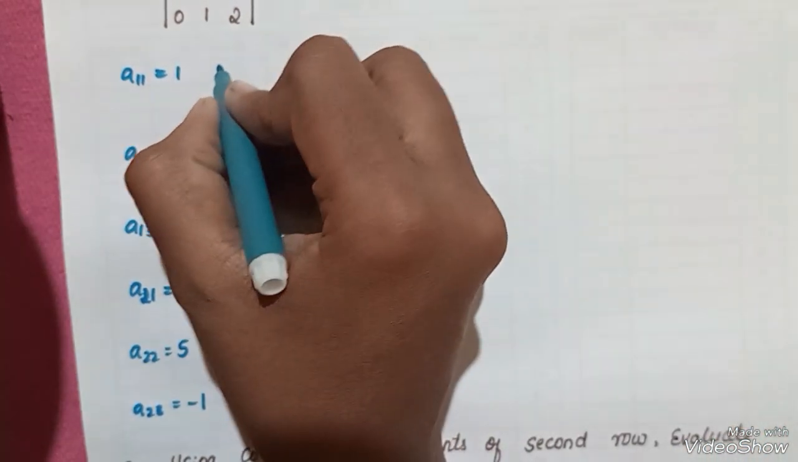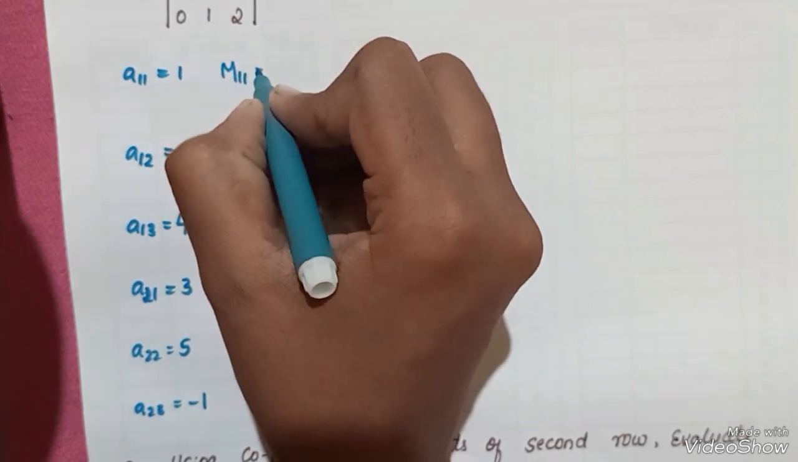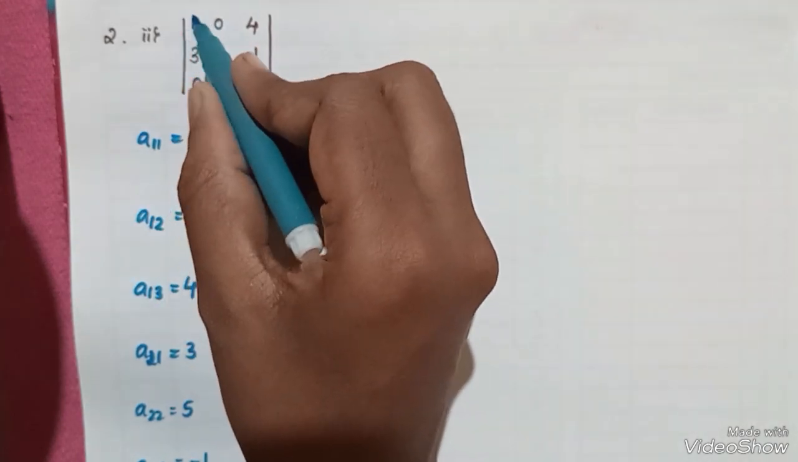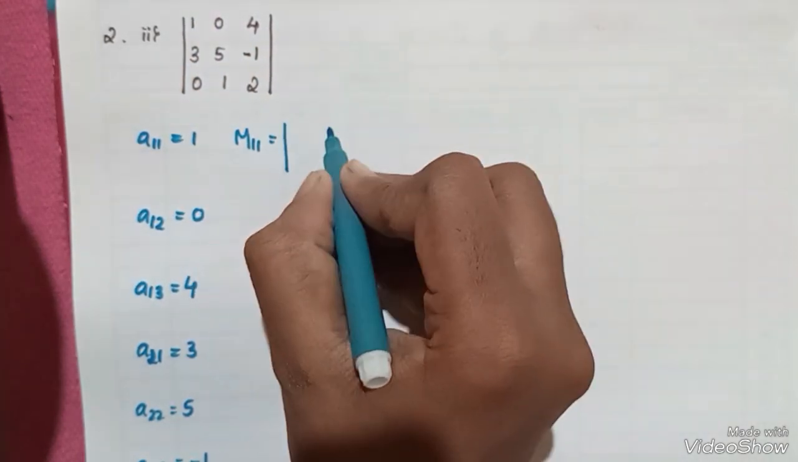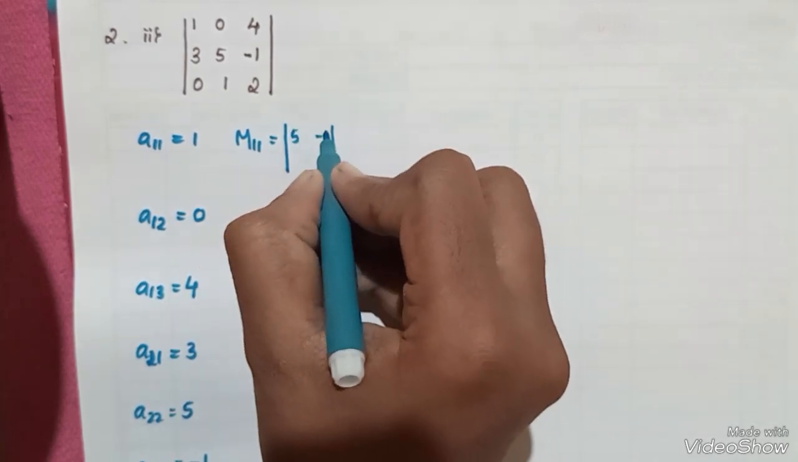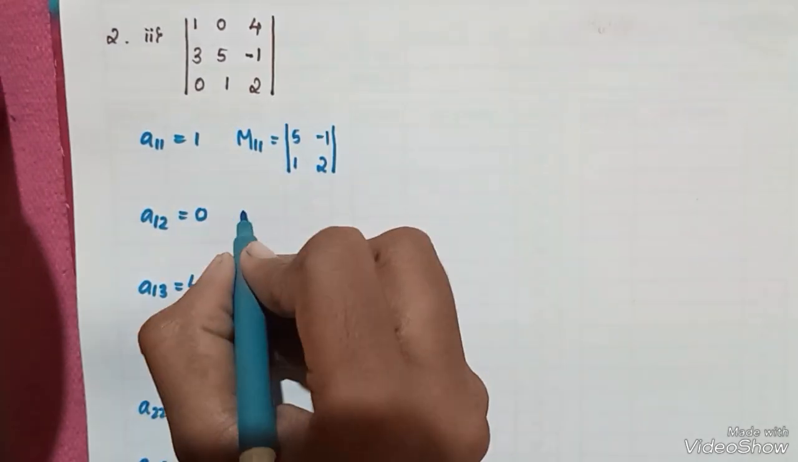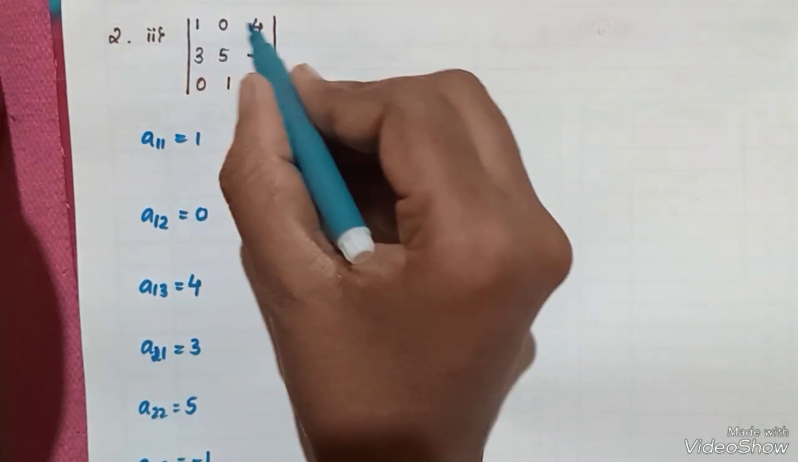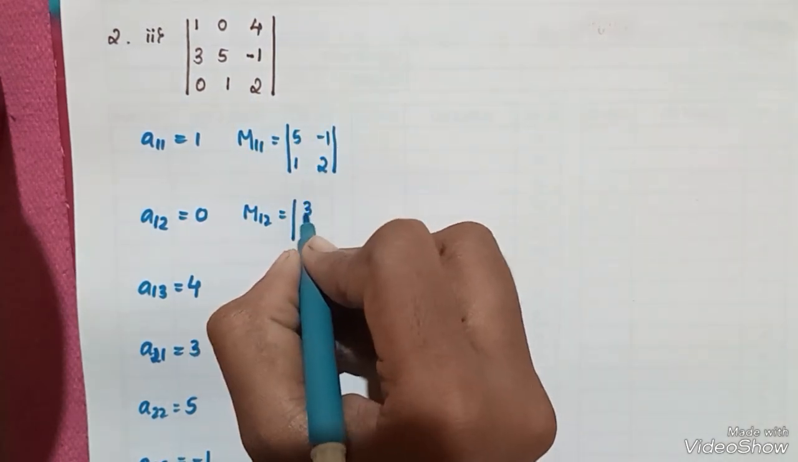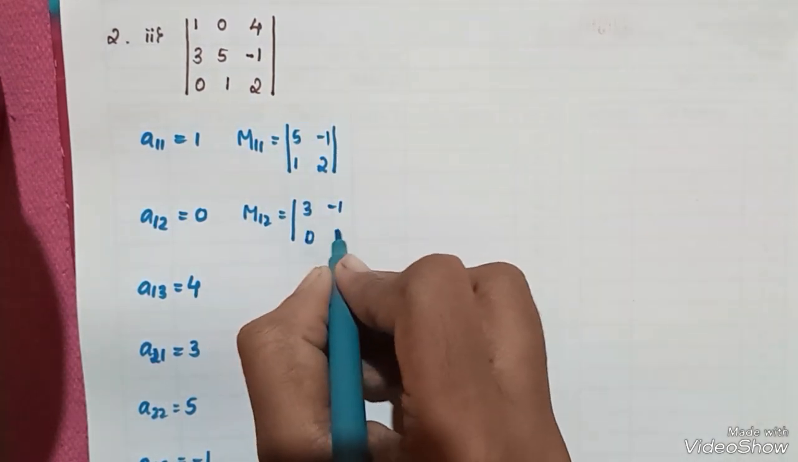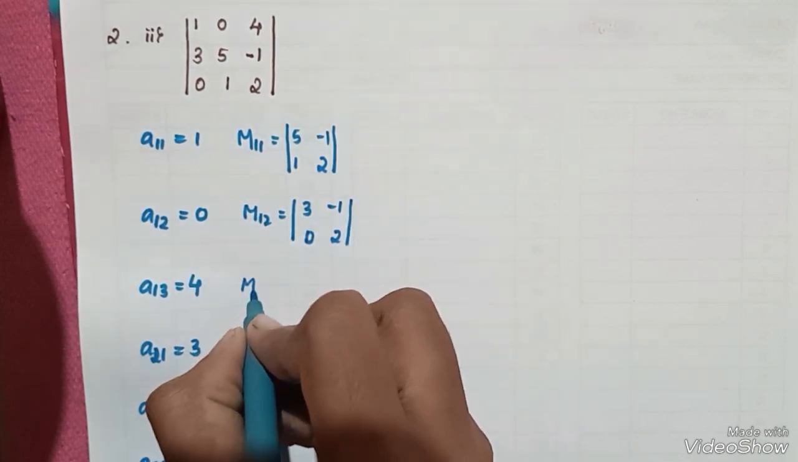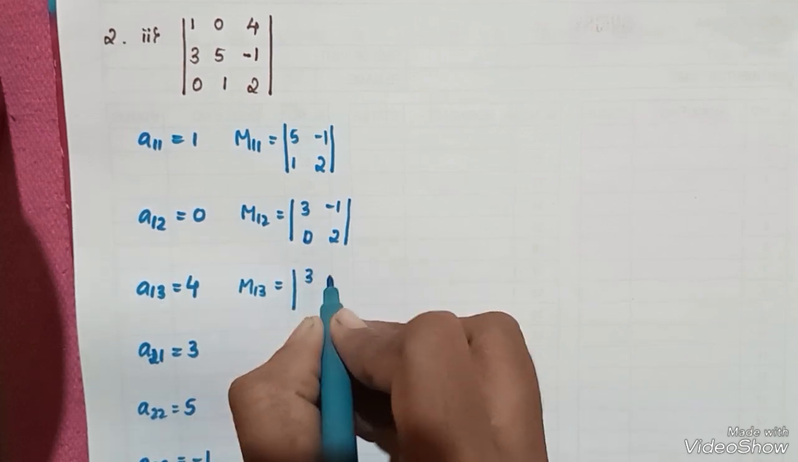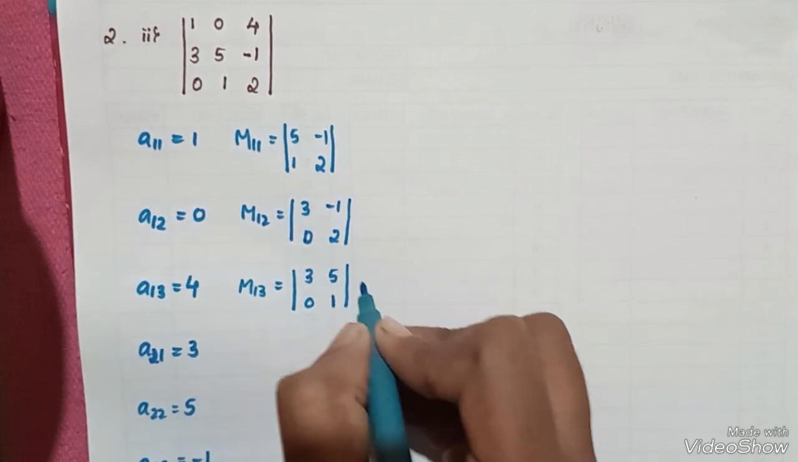Here for the minor, we neglect the row and column in which the element lies. Okay, here the determinant is 5, -1, 1, 2. Again for m12, the element 0, neglect this row and column, that is 3, -1, 0, 2. Then m13, here the determinant is 3, 5, 0, 1.